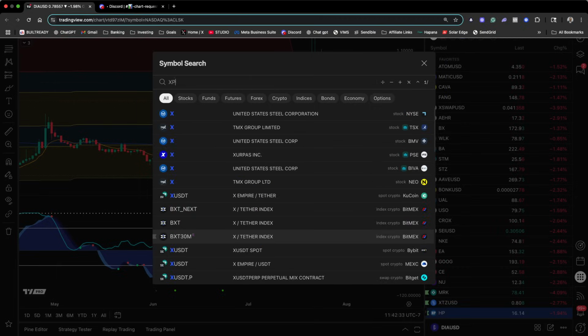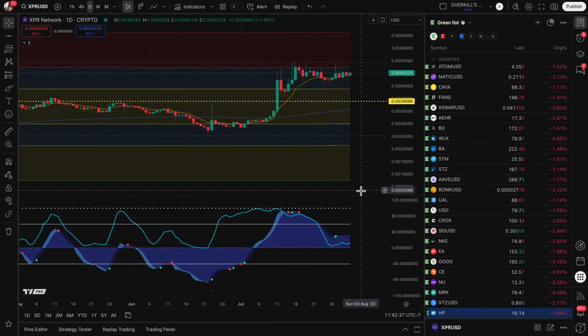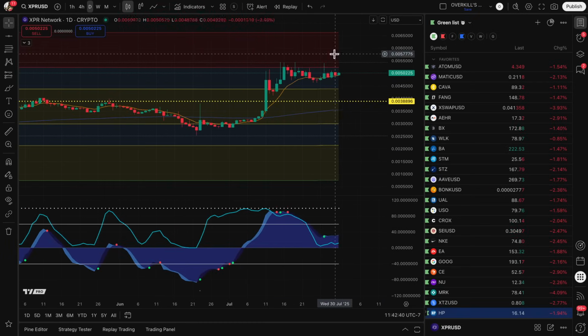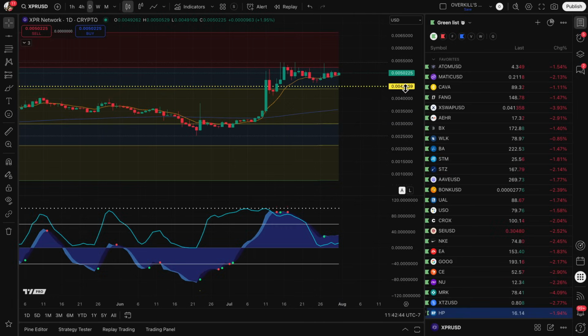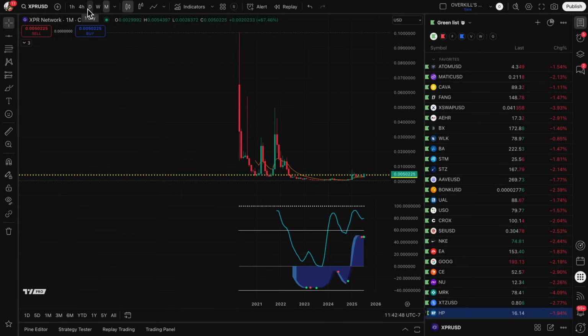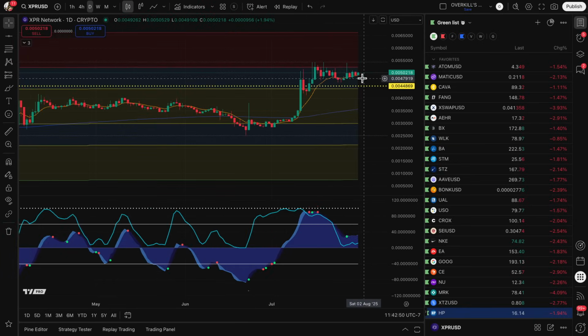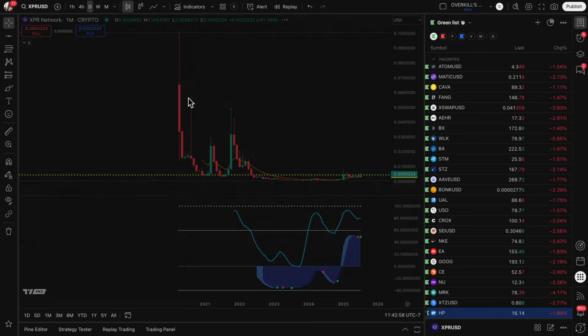XPR. Spelling is correct, he says. The XPR network. Pretty close to the red zone. If you're going to buy it, use a stop loss at 0.0045. You got some room back up there to 0.065. It does have a green monthly. I would just make sure it holds on to this support level right there at 0.0045. Target would be right there, or when that stochastic comes up there and hits that white dotted line.